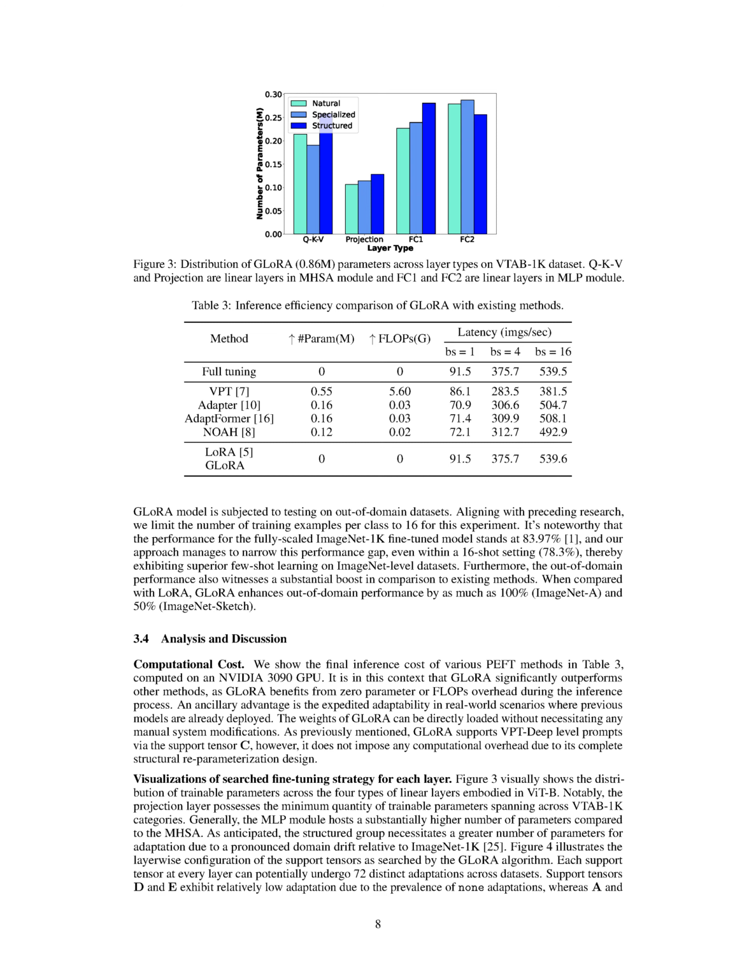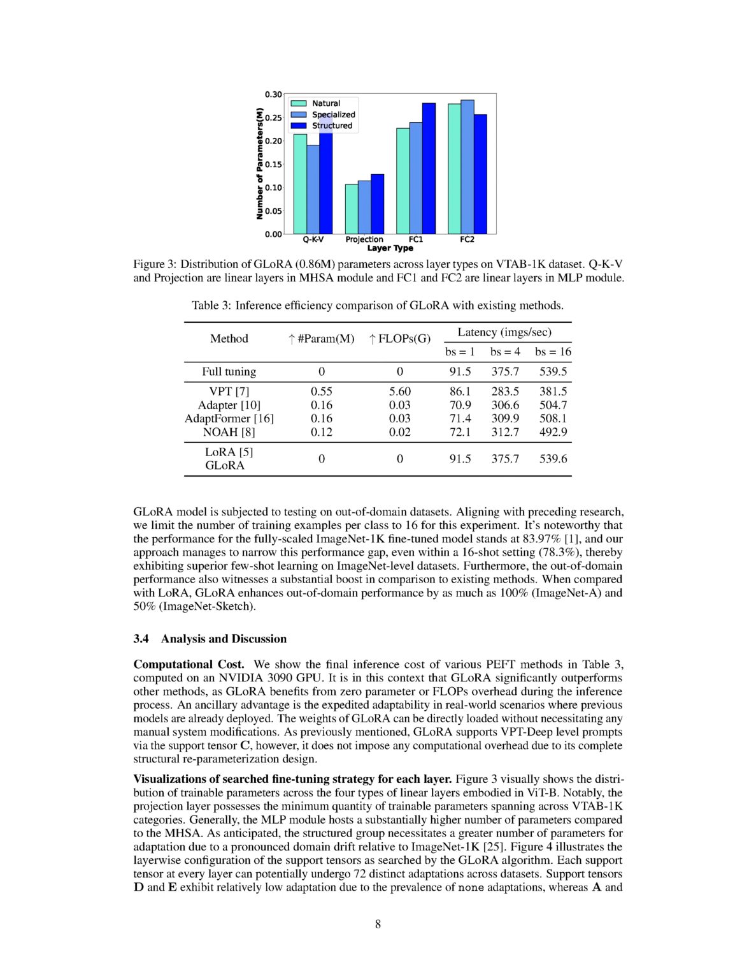Section summary. The performance of GLoRA on fine-grained visual recognition datasets as few-shot learning is presented, and it outperforms existing methods by a large margin with similar parameter counts. GLoRA also demonstrates superior out-of-domain generalization capabilities, narrowing the performance gap even within a 16-shot setting and enhancing out-of-domain performance by as much as 100% on ImageNet A and 50% on ImageNet Sketch when compared with LoRA.